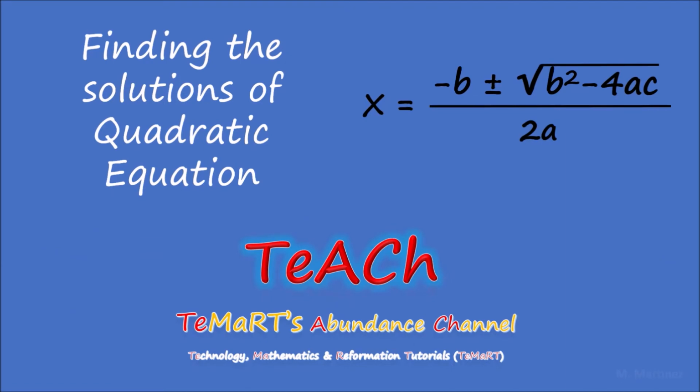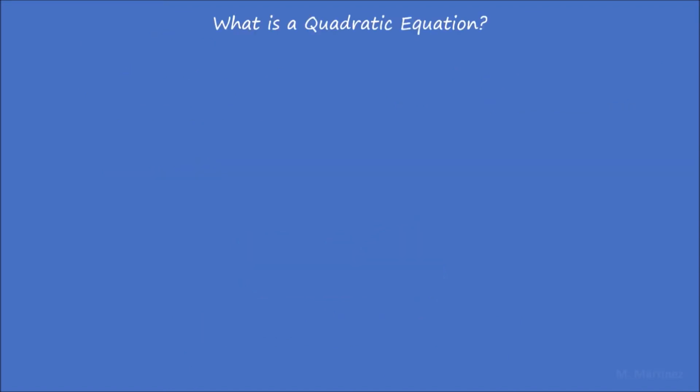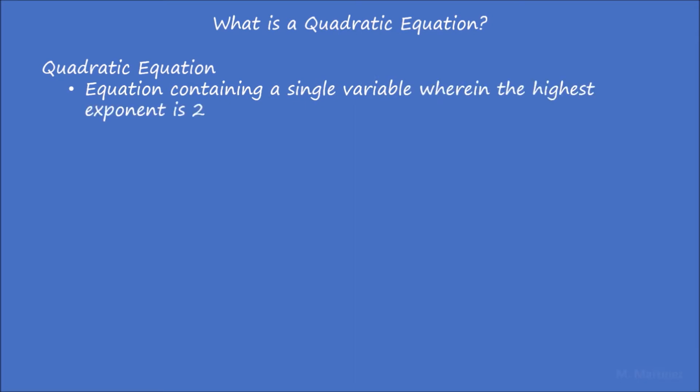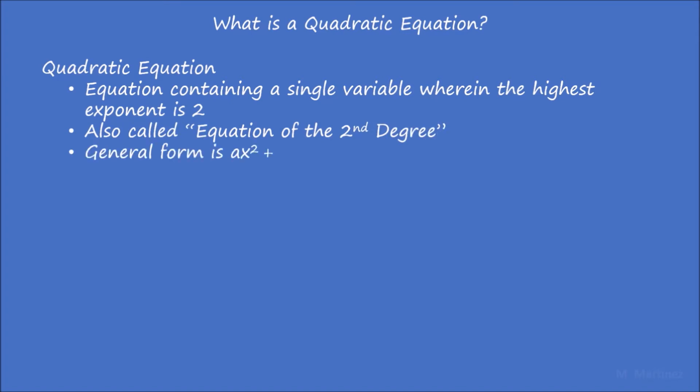Good day. Today we will discuss finding the solution for quadratic equations. Let's first define what a quadratic equation is. A quadratic equation is an equation containing a single variable wherein the highest exponent is 2. It is also called an equation of the second degree. Its general form is ax squared plus bx plus c equals 0, where a is not equal to 0.